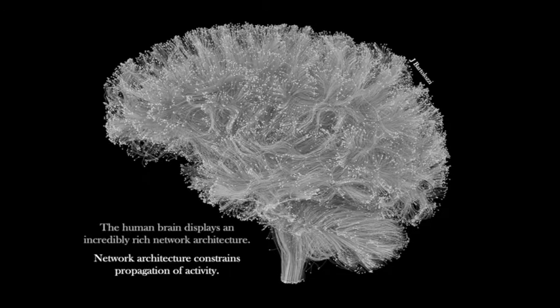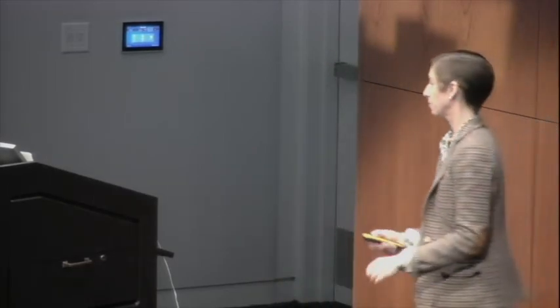Okay, so that brings me to the next point that I wanted to get into, which is that given the fact that there is this very rich network architecture in the human brain that we can now map out and try to come up with generative models for, we can also ask the question of how that network architecture constrains the propagation of activity. Because if we want to use this to understand dynamics of a neural system and information in any way, we need to be able to say something about the propagation of activity.